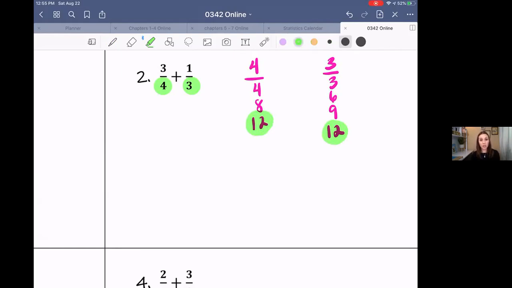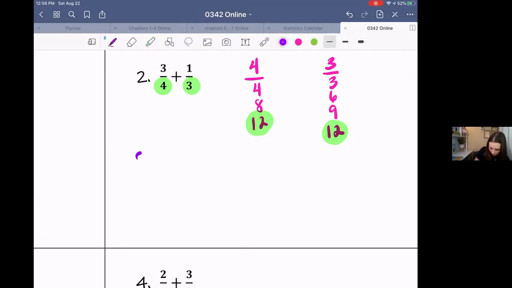That's the smallest common multiple, which is also the least common denominator. So 4 and 3 have other multiples in common, but 12 is the smallest, and I want to use the smallest so that I don't have to reduce later.